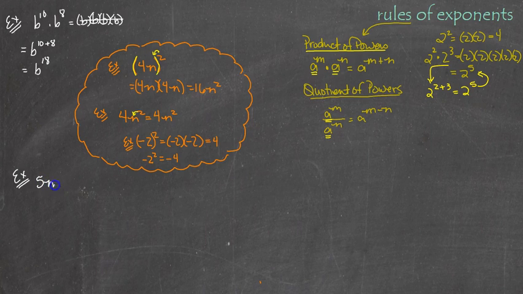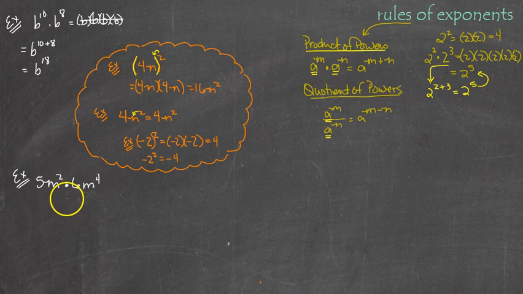(5m squared times 6m to the 4th. So again, look at this. The square is only attached to the m, not to the 5. And the 4 is only attached to the m, not to the 6. So the only thing that you're multiplying or squaring and taking the 4th power of are the m's.